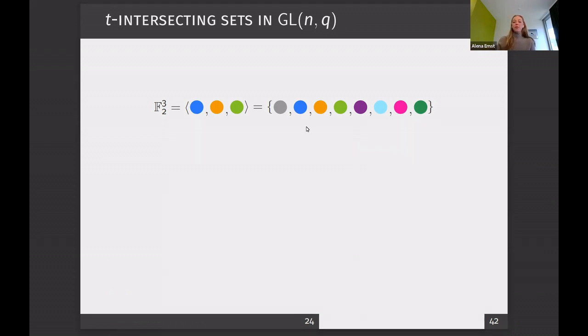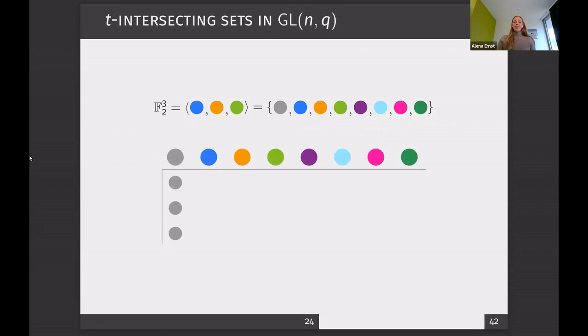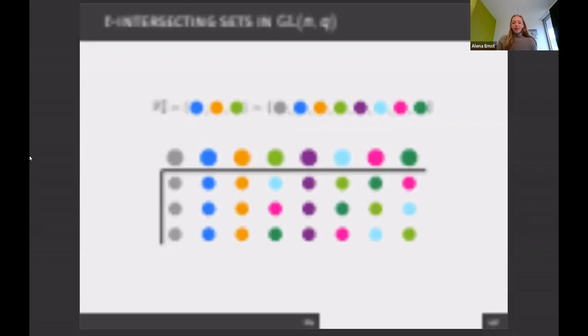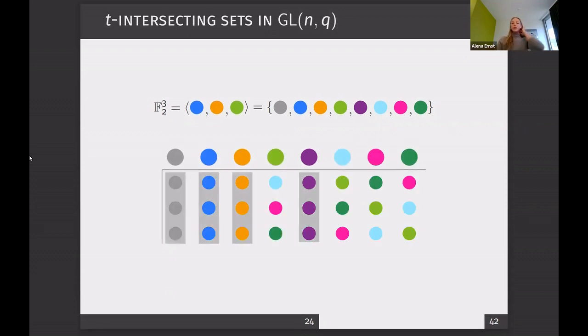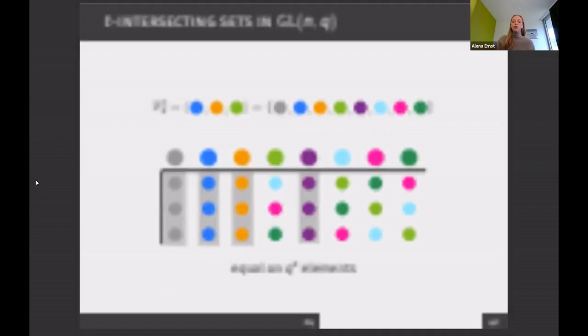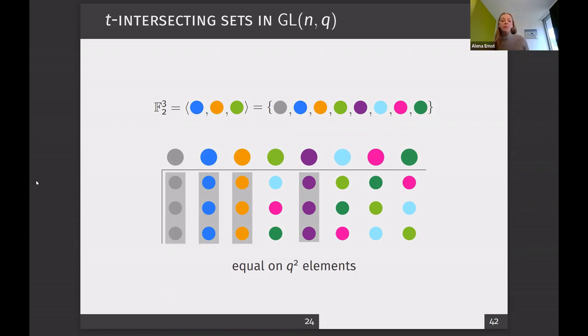And you see all 8 elements on the right-hand side, where the gray dot here should denote the all-zero vector. Okay, so again, an example. Now taking two matrices, so 2 rows, and comparing them, we find 4 colors on which they're equal, which is equal to q to the power of 2 in this case. And thus this gives us a t-intersecting set of the finite general linear group.